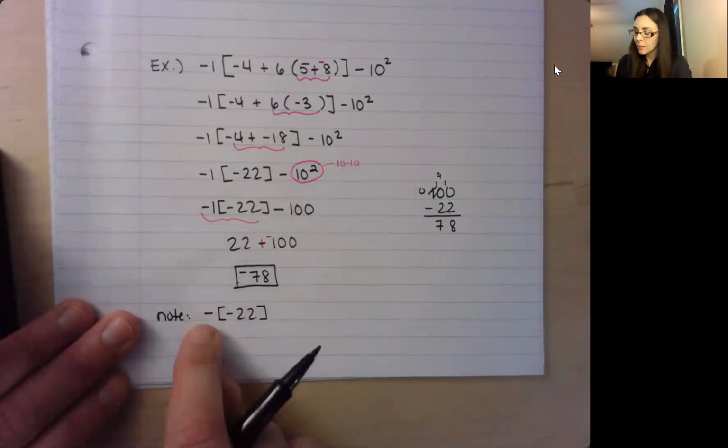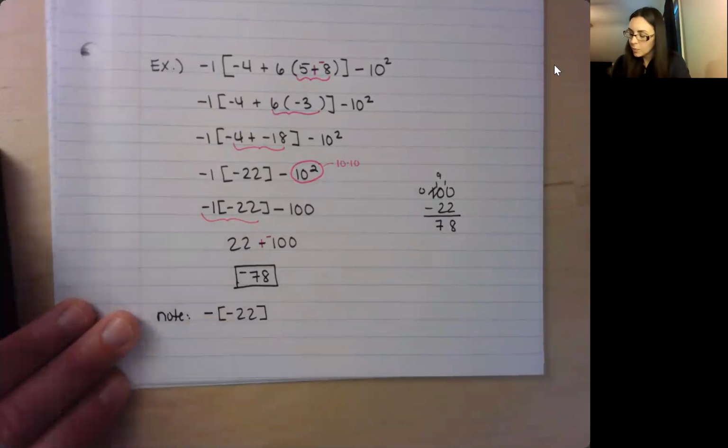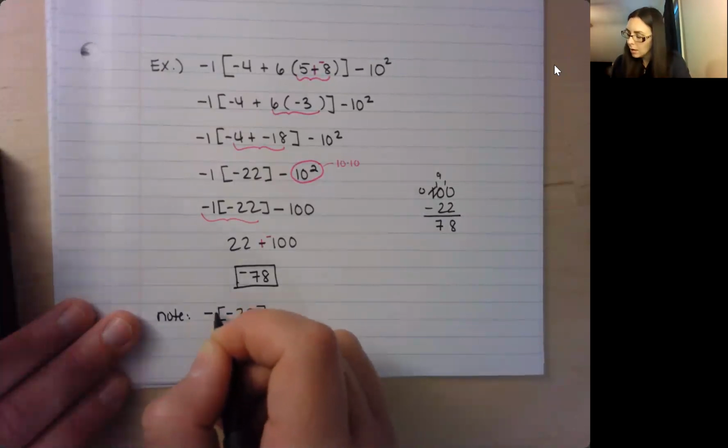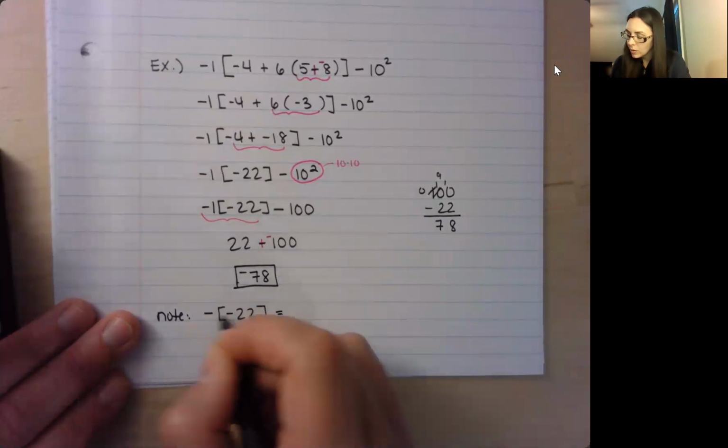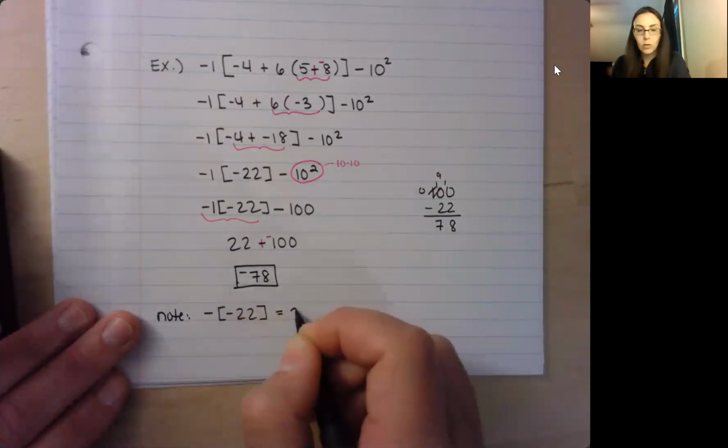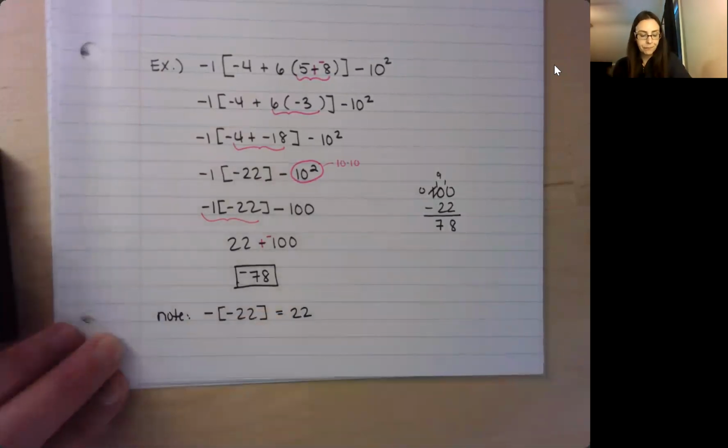And then negative times a negative is a positive. So you can always put a 1 in if you need it, but it still works. 2 negatives cancel out and you get 22. So you may see it that way as well.